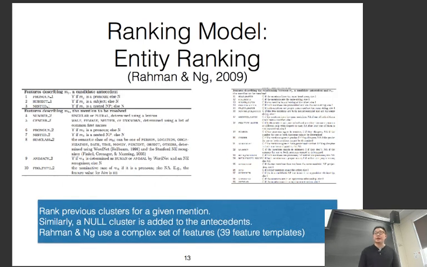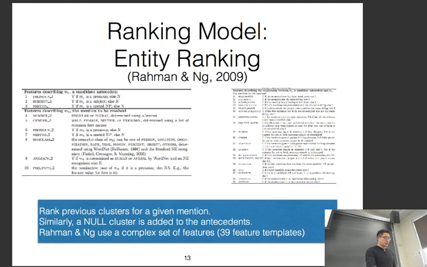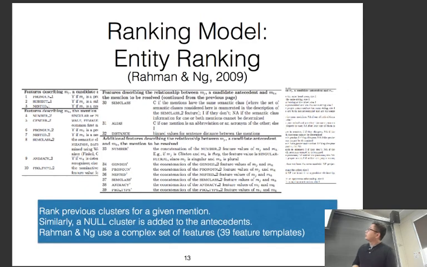This is the entity ranking model by Vincent Ng. He ranked previous clusters, just as we said. He also added a null cluster to the antecedents to solve the anaphora problem. By the way, the new here is actually solving the anaphoric problem in the ranking model. This model achieved the state of the art at that time. However, they use a very complicated set of features. There are actually 39 feature templates to extract features. So it's a very complicated model to reproduce.